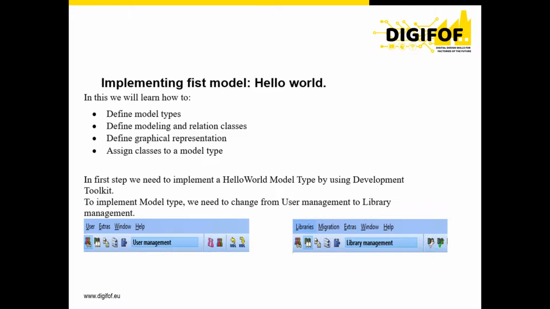Then we can try to implement the first model, hello world. To achieve this, we need to follow some steps. Defining model types is the first one. After that, we need to define the modeling relation classes, because these are used to make a relation between those two model types. We need to apply a graphical representation on each model type to be able to see it in the toolkit. And after that, assign the class to a model type, because a model type is only a model which helps us to create more classes.